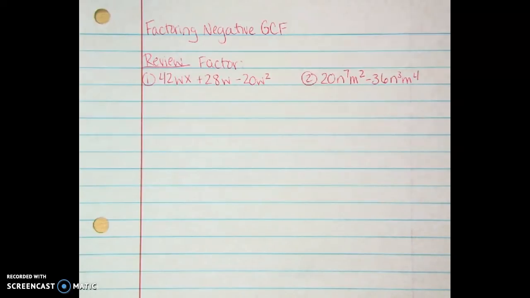Today we are doing more factoring by factoring out the GCF. The first two problems here are review of what you did yesterday. The best way to do these problems is to pause this and do them on your own, and then check my work with yours afterwards. So go ahead and pause it.